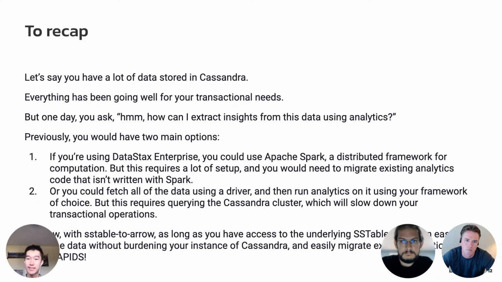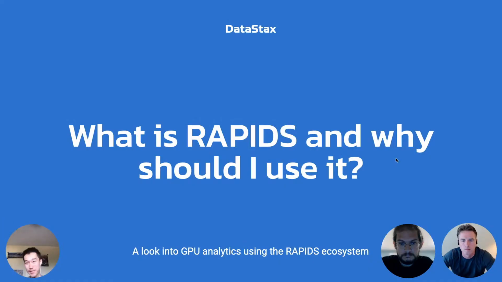But now with SS table to Arrow, as long as you have access to the underlying SS tables, you can easily query for that data without burdening your instance of Cassandra, and you can easily migrate existing Python analytics code using Rapids. Okay, so now let's take a look at what is Rapids and why you should use it. This will be a look into GPU analytics using the Rapids ecosystem.